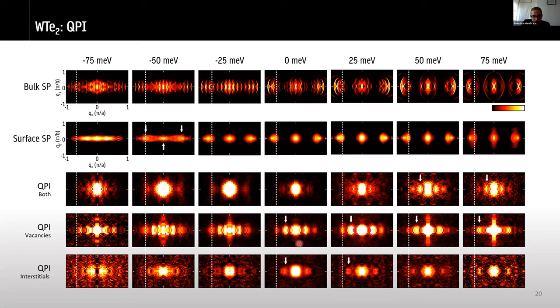However, we also see this feature in our data that kind of lies in between these two clouds in the scattering predictions and doesn't match either with the bulk predictions. So this could be telling us that the k position of the surface state is a bit different, or it could be related to a different surface state missed by the calculations.